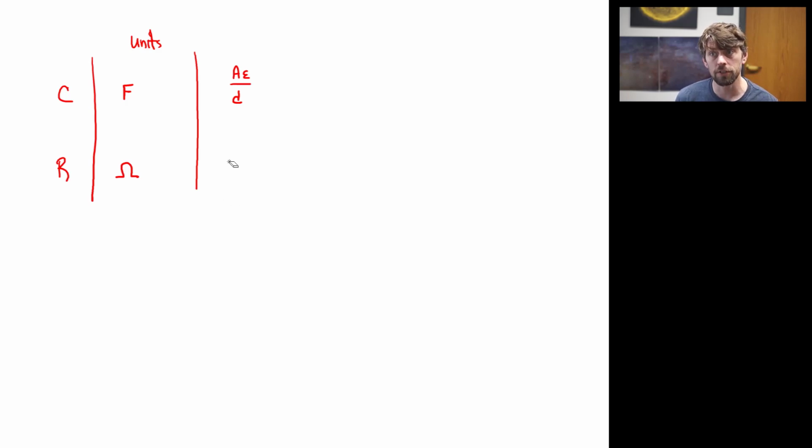But for resistors, you notice that there is an exact inverse relationship to capacitors. Capacitors go up with area and down with separation distance. Resistors go up with distance and down with area. And because of that, when capacitors are in parallel, the equivalent capacitance is given by the sum of the individual capacitors.